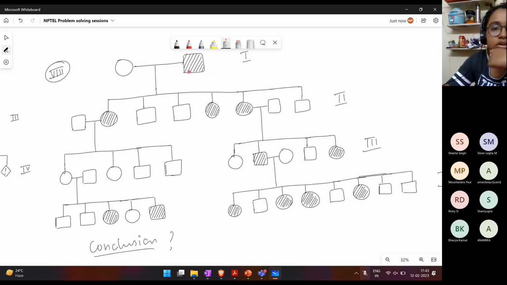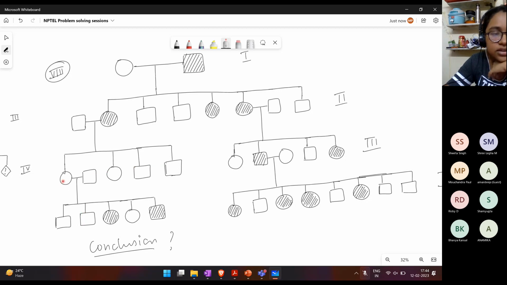So here, father is affected, and they have 1, 2, 3, 4, 5, 6 children. Out of 6 children there are 3 daughters. So the affected father is transmitting the disease to his 3 daughters. The sons are not affected. Then the mother who is affected in this generation is not transmitting the disease to any of her sons. Neither her daughters are affected.